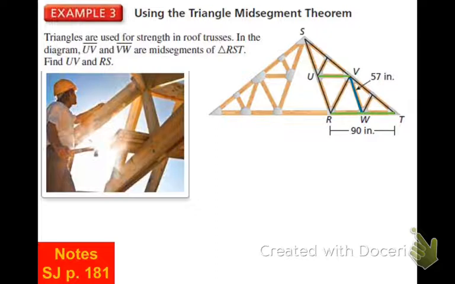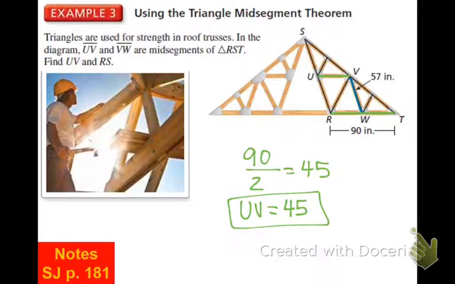it's going to ask for us to find the measure of UV. Well, we know that RT is 90, and if UV is a mid-segment in relation to RT, UV is going to be half of RT. Since RT is 90, we can do 90 divided by 2, which is 45. So that means UV will be equal to 45. Again, because it's the mid-segment, and the mid-segment is half.